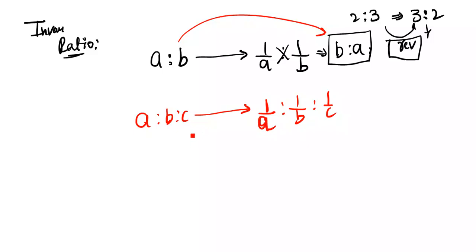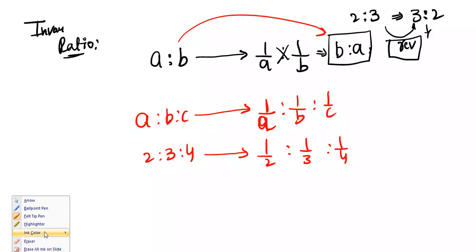Okay, for example, 2 is to 3 is to 4. What is the inverse ratio? That is 1 by 2 is to 1 by 3 is to 1 by 4. You should not say 4 is to 3 is to 2, okay, that becomes wrong. Let us see why it is wrong.